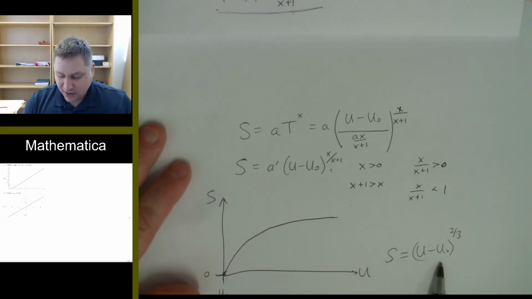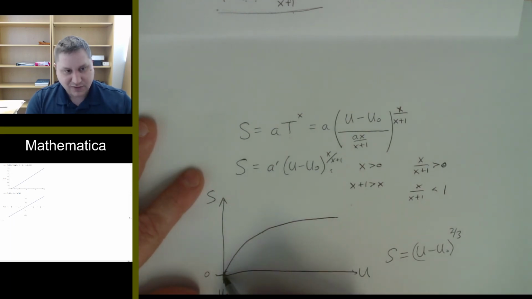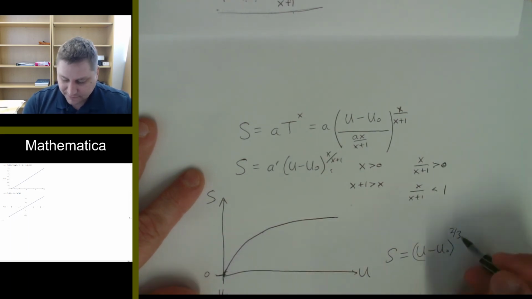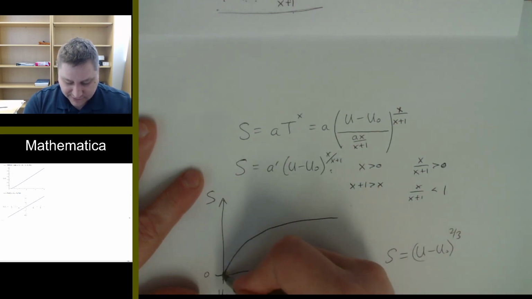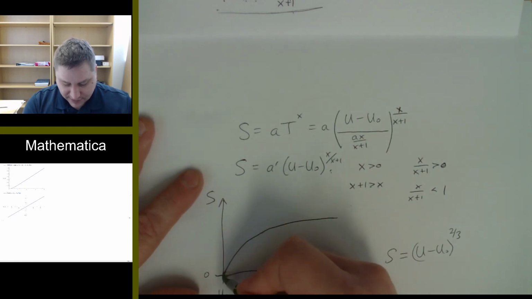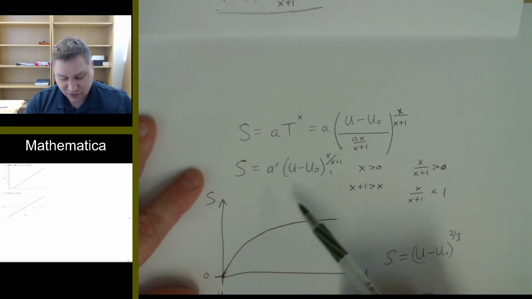So if we look at this power, u minus u0 to the 2/3, this is always going to give us a slope at the origin which is infinite. Any function like this with a fractional power is going to give us a slope here which is infinite. Basically, if we drew in this direction, we'd be making some sort of parabola or cubic like this.